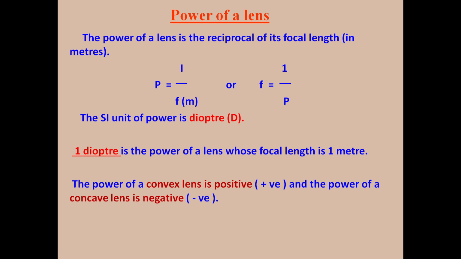The power of a convex lens is positive, whereas power of concave lens is negative. How is it possible? We know that focal length of convex lens is always positive. Therefore, power will also be positive. And focal length of concave lens is negative. Therefore, power of concave lens is also negative.